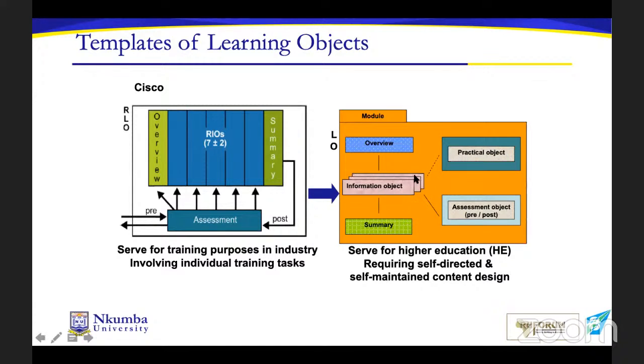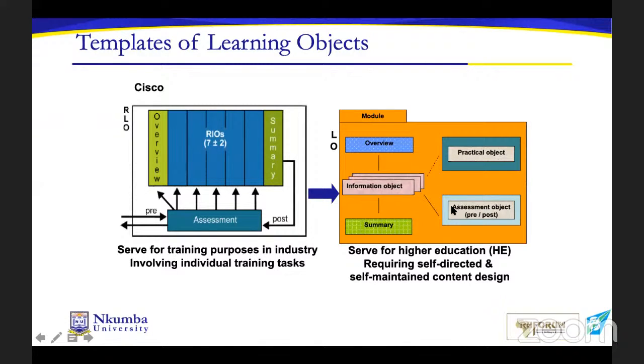Once you're offering a module that has practical elements in it, we call them practical objects. You'll find that out of the 10 topics, 5 of them have practicals in them. So those practicals are called practical objects, and they are linked closely with the specific information object. And then the assessment is also linked to the information object.